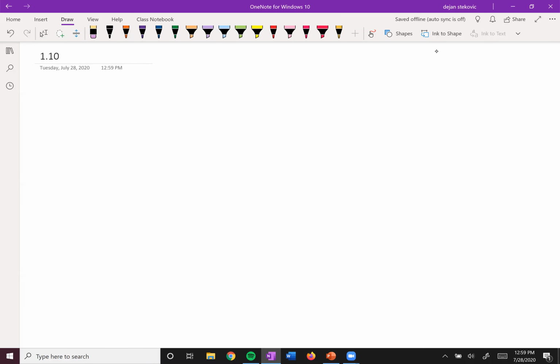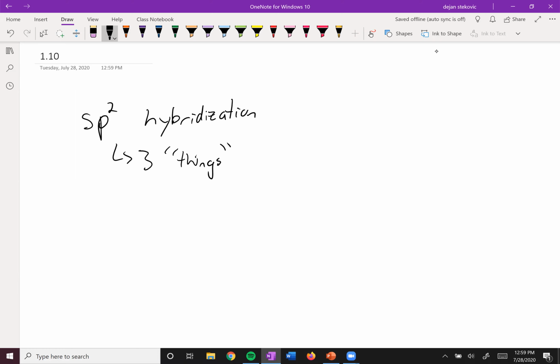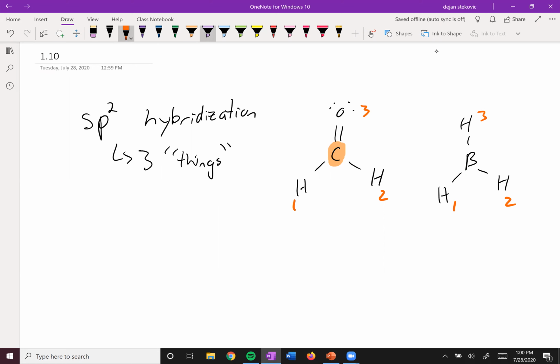All right, next up we have sp2 hybridization. And so sp2 hybridization, right? One s, two p's, that's three things attached to our central atom. So maybe something like this formaldehyde, right? This carbon right here in the center has one, two, three things attached to it. Or maybe this BH3 has one, two, three things attached to it. And so they're both sp2 hybridized.